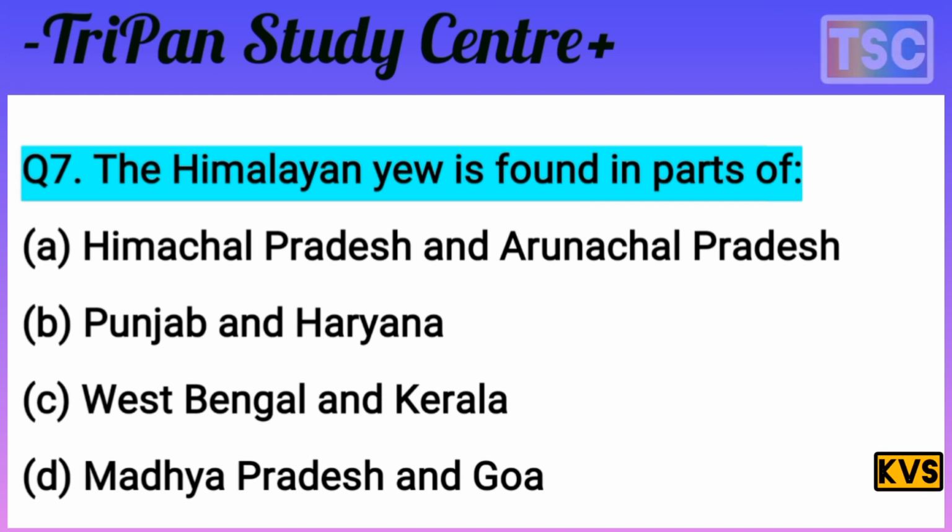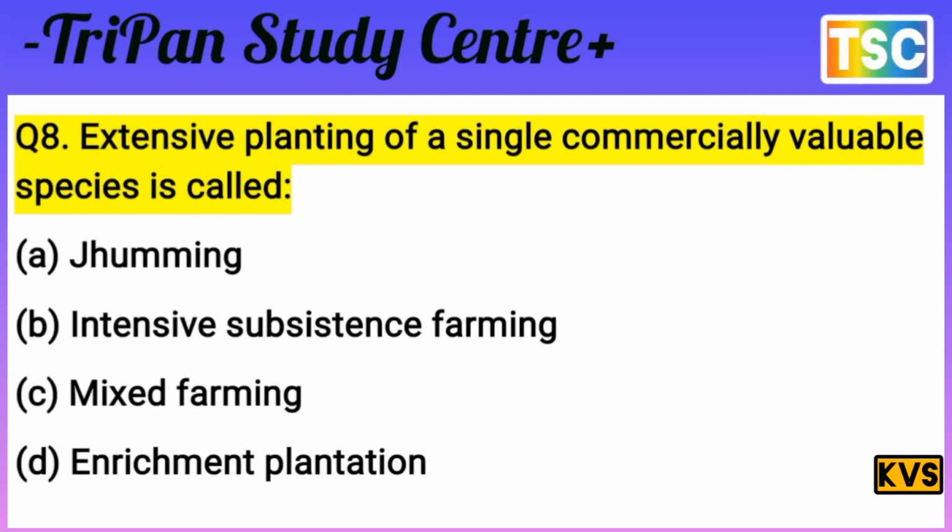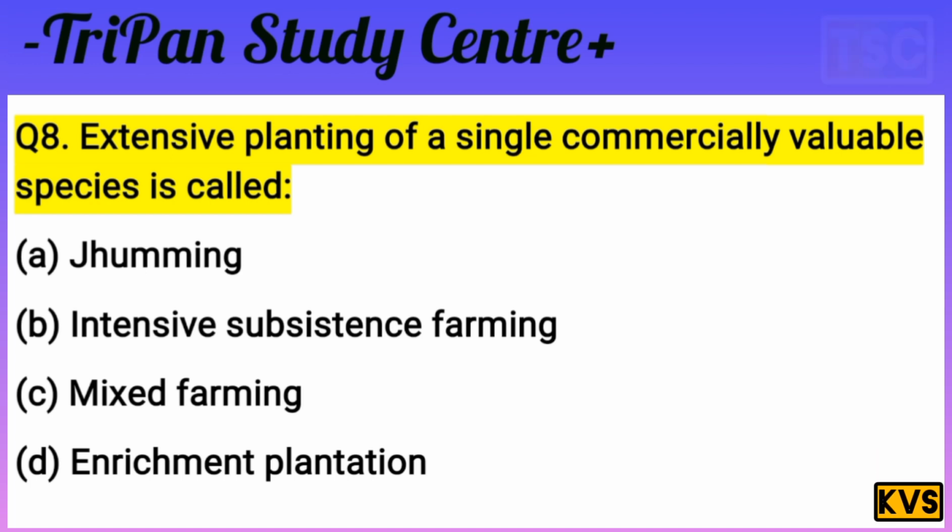Let's see the next question. Extensive planting of a single commercially valuable species is called what? The question is clear, and it's important for the textbook MCQ. The options are A, jhum cultivation, B, intensive subsistence farming, C, mixed farming, and D, enrichment plantation. The options are most important. Test your knowledge. I give you a few seconds.